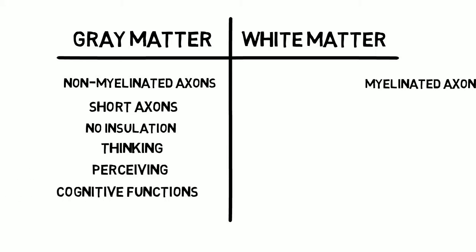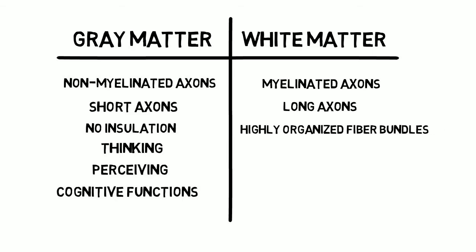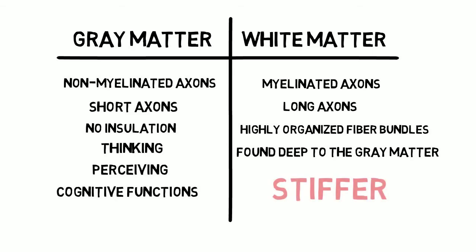In contrast, the white matter is made of myelinated long axons which travel from the cortex to the spinal cord. Its axons have high fiber bundle arrangements and are found deep to the gray matter. These structural properties are responsible for white matter being stiffer than gray matter, making it more prone to deformation.